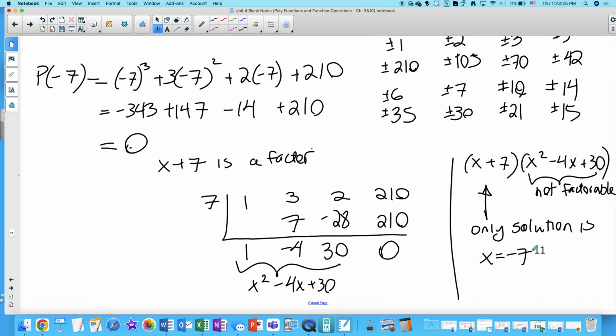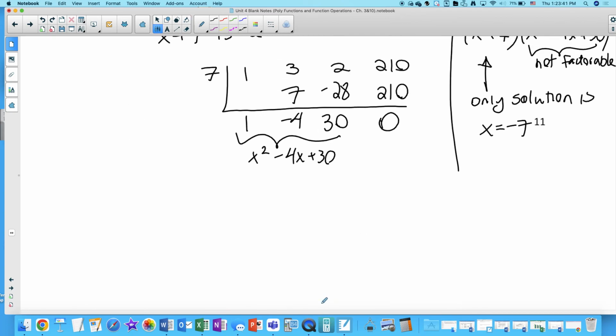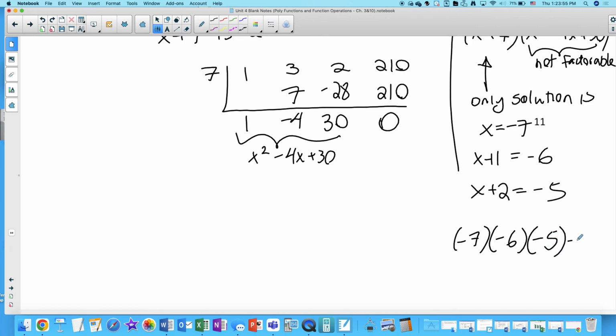Okay. Now what does that mean about the 3 integers? Well, the 3 integers were x, x plus 1, and x plus 2. So x equals negative 7. X plus 1 equals negative 6. X plus 2 equals negative 5. And negative 7 times negative 6 times negative 5 equals negative 210.